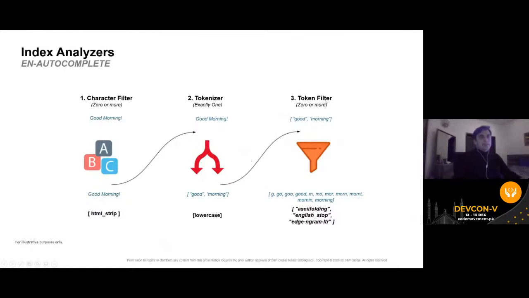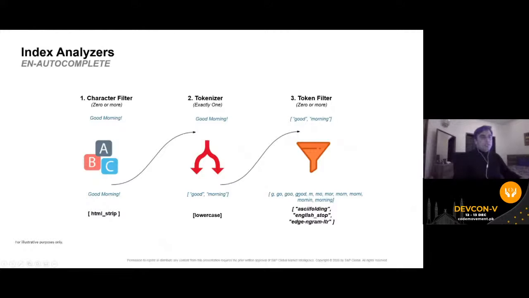And then there is a token filter, which comprises ASCII folding, English stop words, and edge n-gram. What is edge n-gram? This is the only new one, right? We have already discussed the others before. Edge n-gram splits "good" into all the forms that you would possibly enter while typing the word good. For example, good would be split into G, GO, GOO, GOOD. That's how you type good, right? Likewise, morning would be split into M, MO, MOR, MORN, MORNI, MORNIN, and the word morning completely.